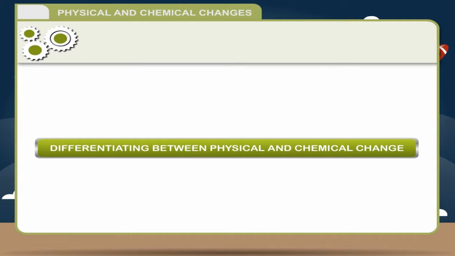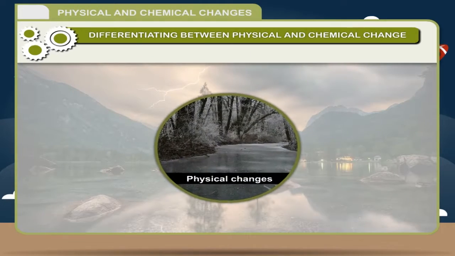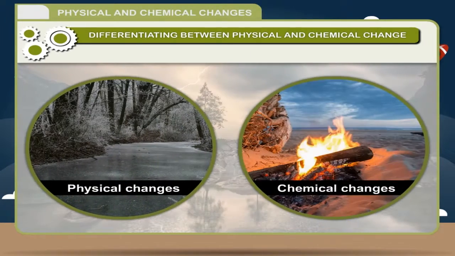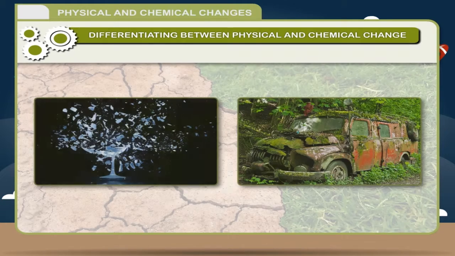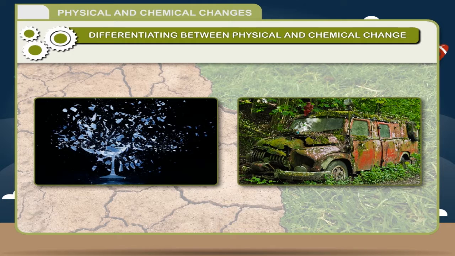Differentiating between physical and chemical change. If you look around yourself, you will find many examples of physical and chemical changes. Try to classify them and also find reasons before declaring them to be a physical or a chemical change.